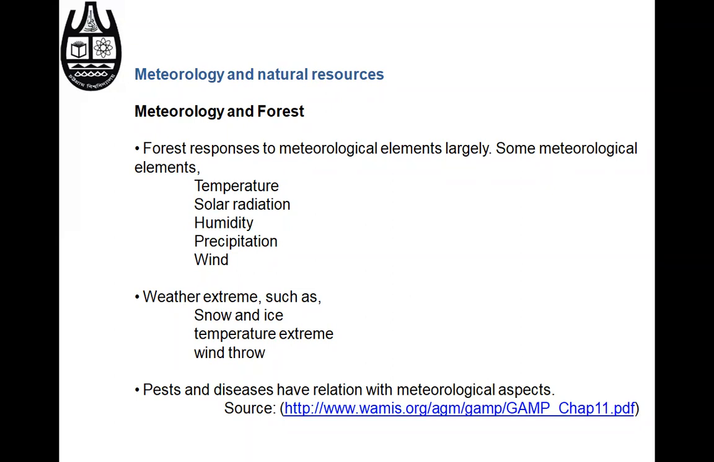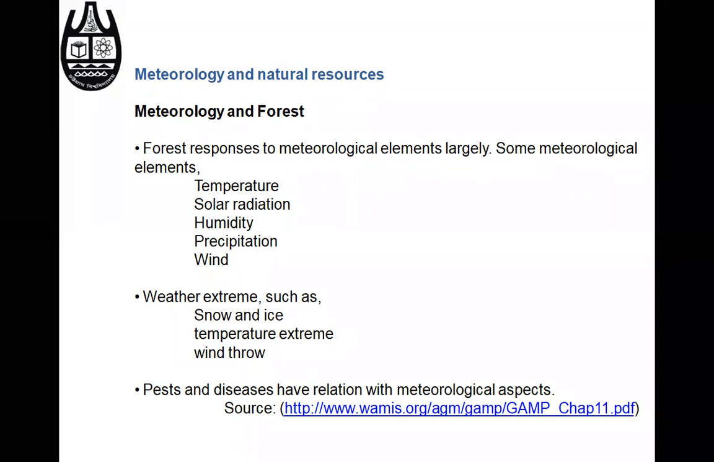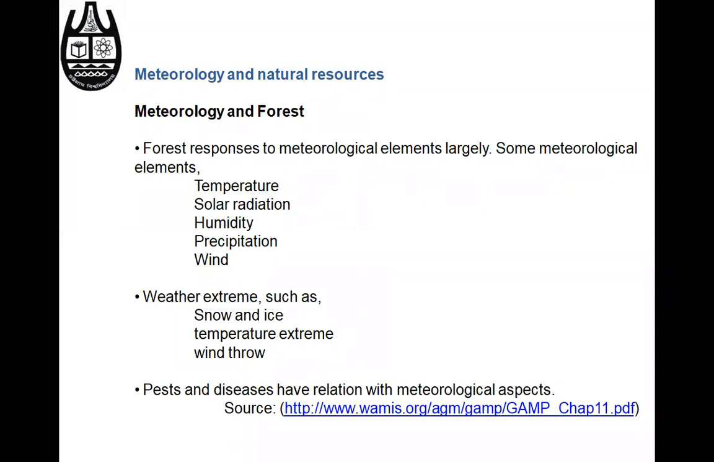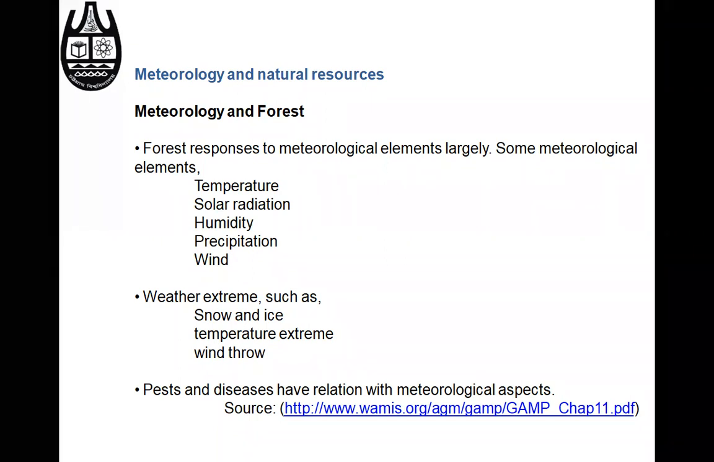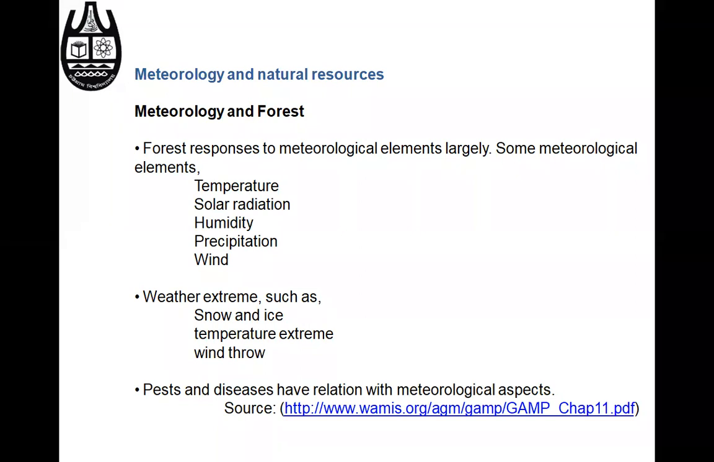Now, this is the normal case, but if the weather phenomena are going to be extreme, what will be the differences? Well, in many areas the temperature, solar radiation and humidity might be a little bit different, but sudden weather extremes can also have an influence on our forest resources.